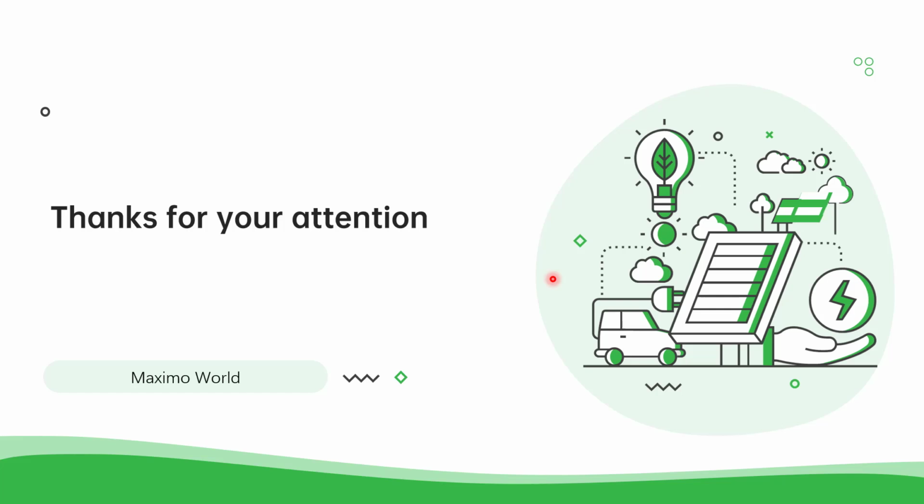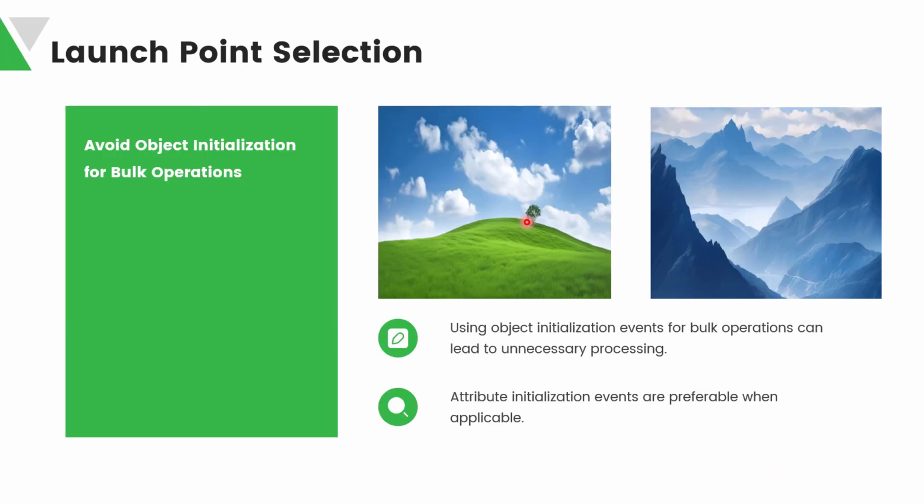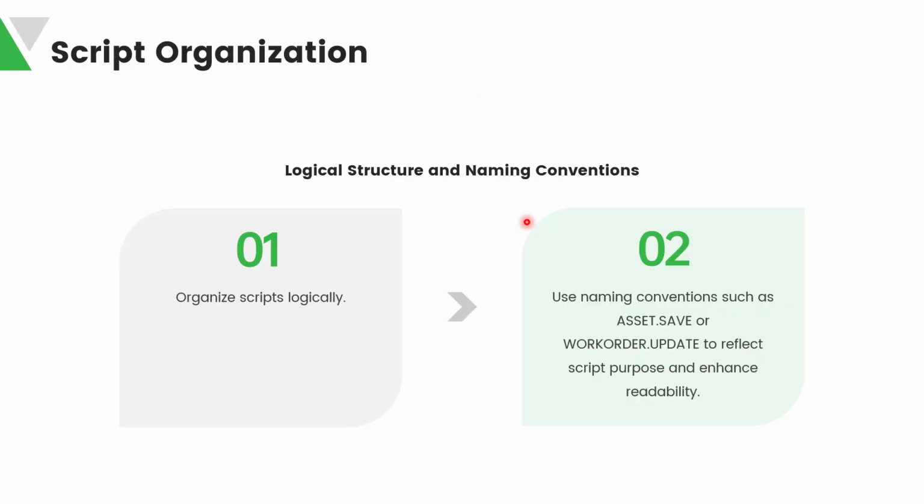So that's all for best practices for automation scripts in Maximo. Okay, we could review them quickly. Again: choose the right launch point, minimize script complexity, avoid costly operations, efficient use of variables, code reusability and organization, testing and debugging, documentation and code reviews, performance monitoring.